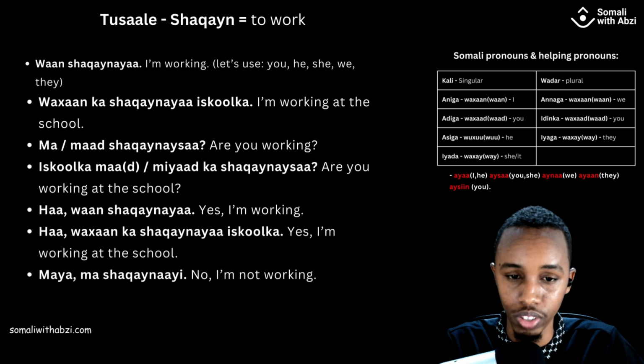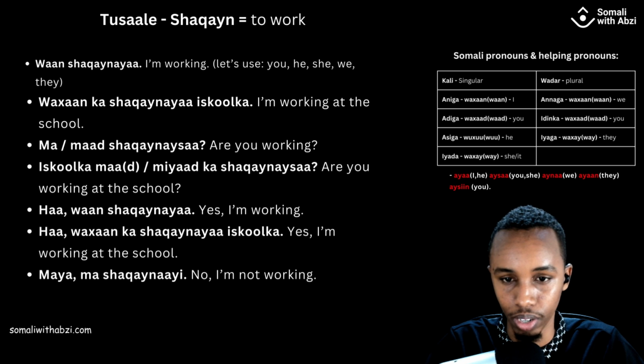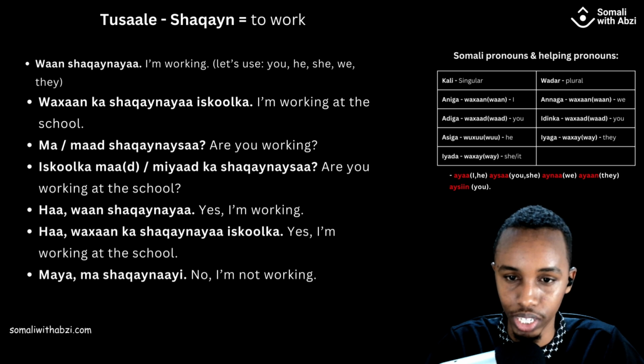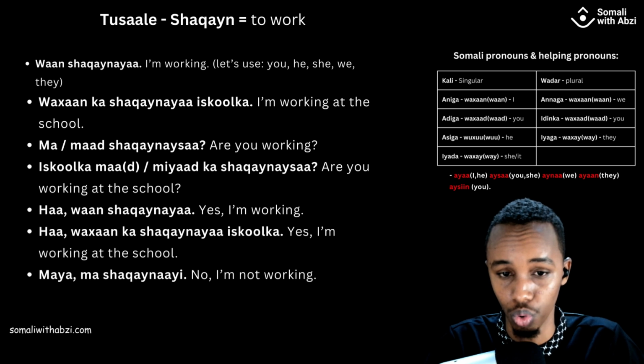So the next example we have got is waxaan ka shaqaynayaa iskoolka. I'm working at the school. So waxaan ka shaqaynayaa iskoolka. So I can also make you, we, they, he, she, and all of the Somali helping pronouns or pronouns. So let me try with he. Instead of waxaan, it will be wuxuu, if you remember. So wuxuu ka shaqaynayaa iskoolka. The ending was I and she was same. Wuxuu ka shaqaynayaa iskoolka. He's working at the school.